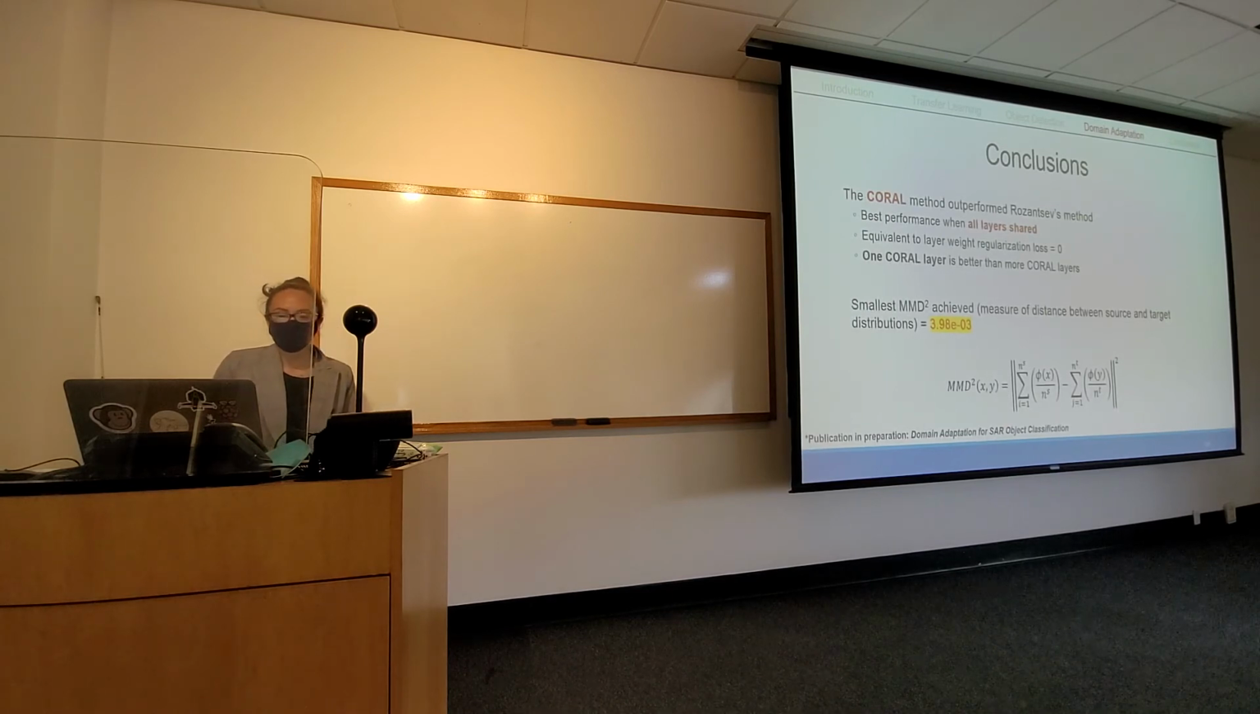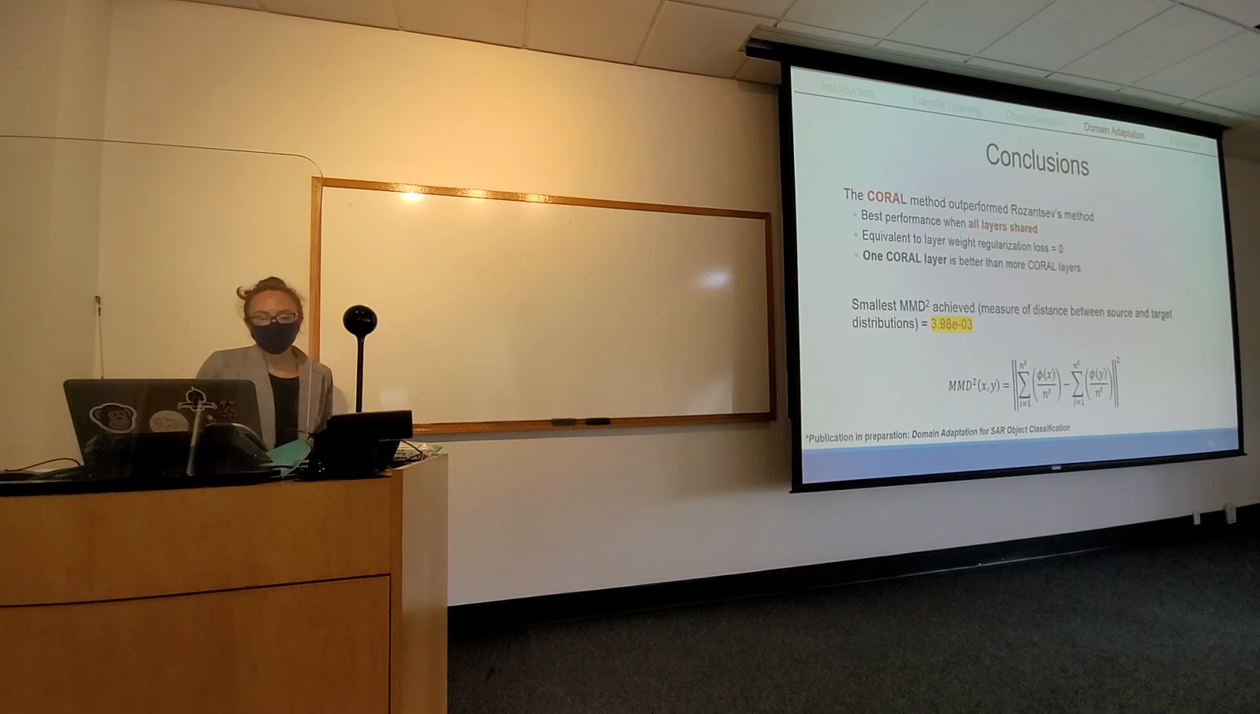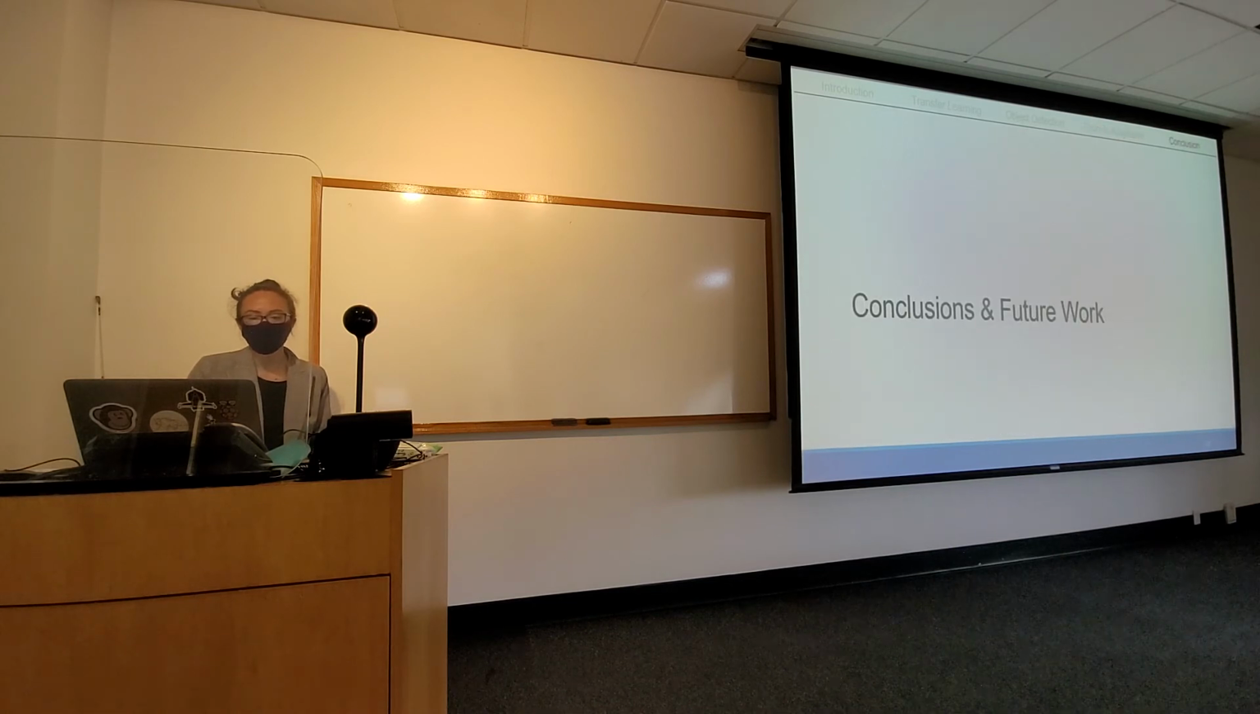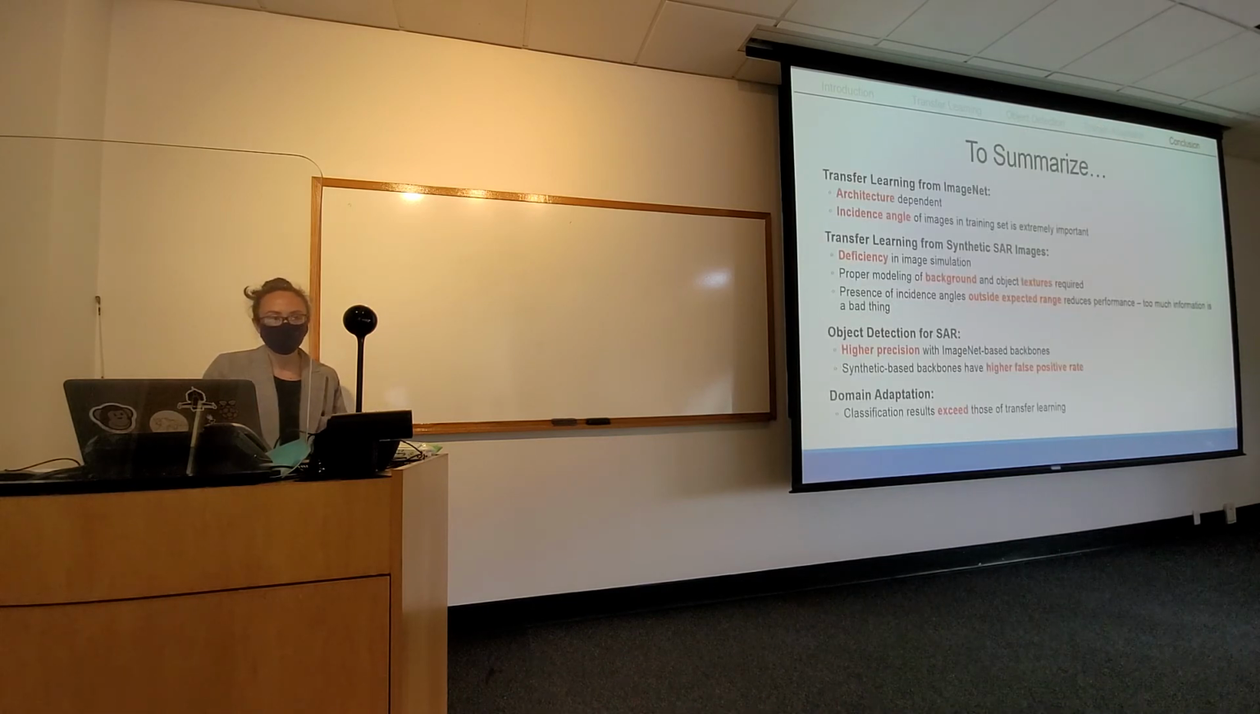And there's a metric, the maximum mean discrepancy, which is essentially a test to see whether or not two samples are from the same distribution. So it's like, how far apart are these data sets in feature space? Having a value less than 0.01 is generally good, and we were able to get as low as 3.98 times 10 to the negative third, which is extremely small, which is promising.